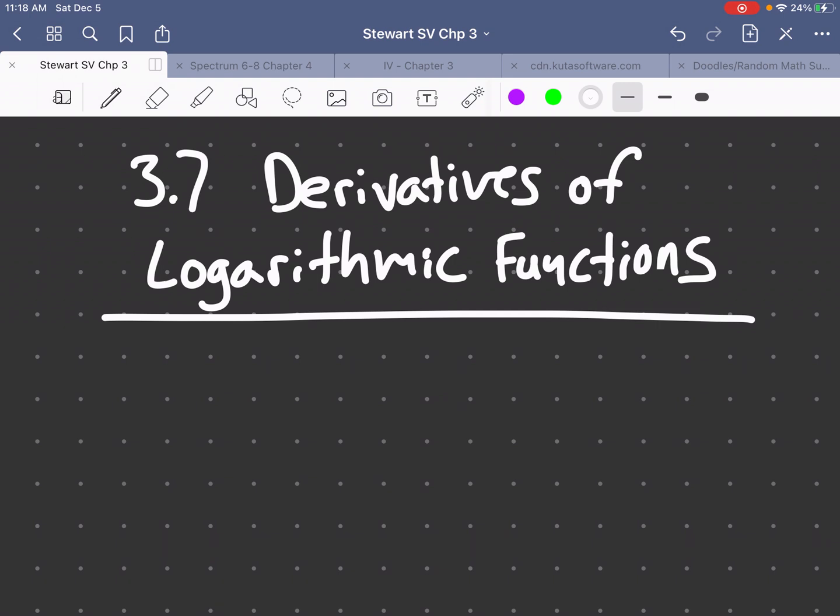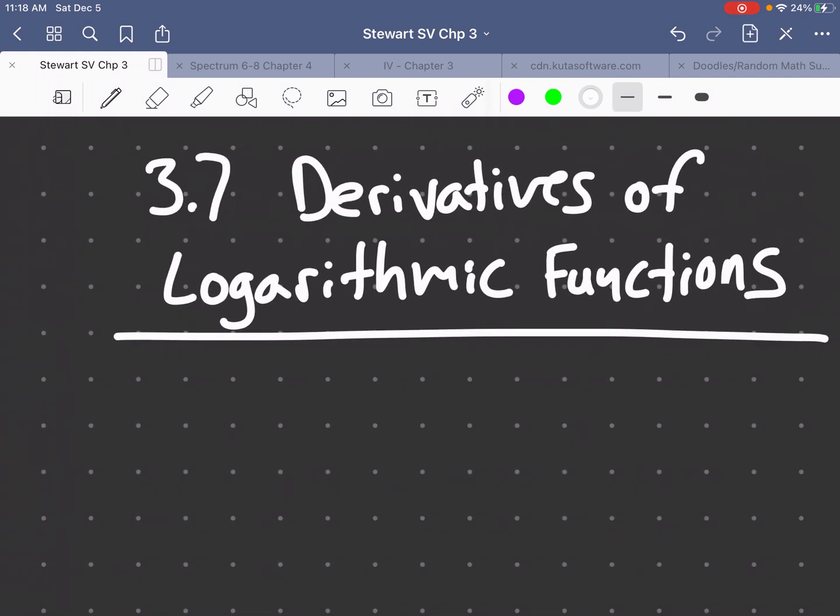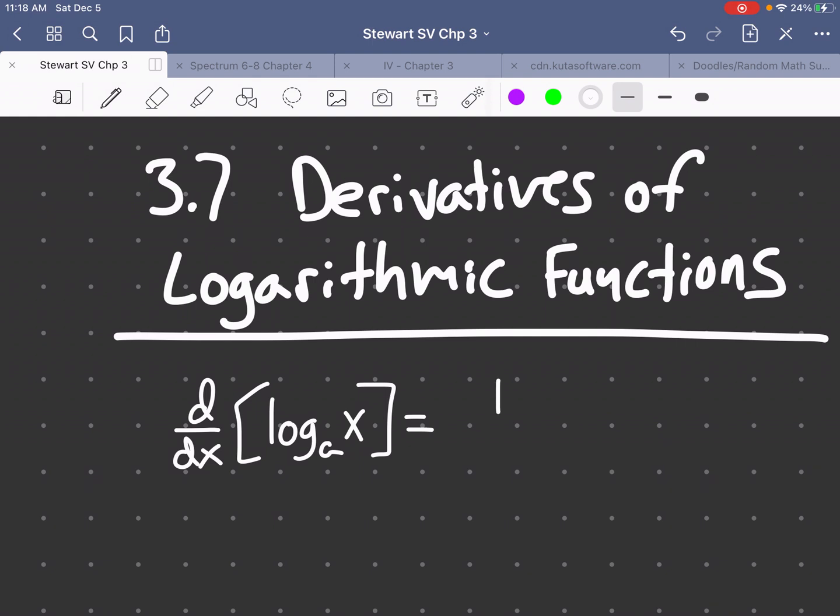So first thing that you need to know is that the derivative of the log base a of x, that's an a by the way, is equal to 1 over x times the natural log of the base of the logarithm.